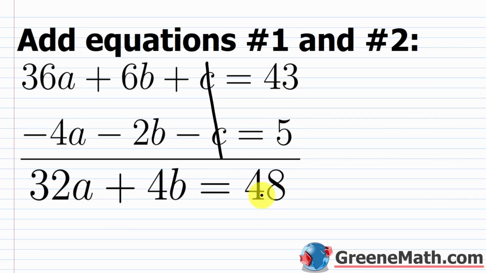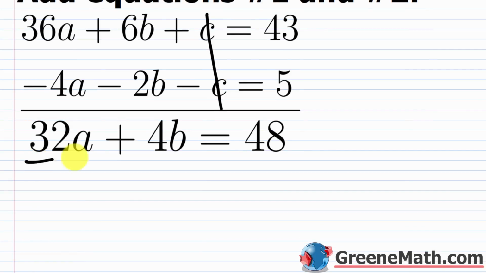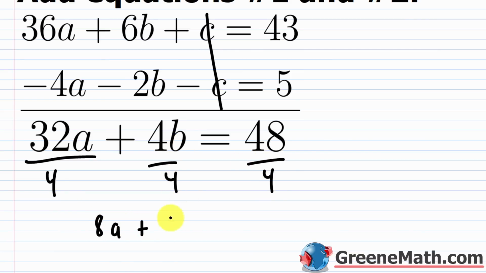Again, you could work with this like this if you want, but I prefer to work with smaller numbers. So I think you should just divide everything here by 4. Just to make it a little bit easier. Again, you don't have to. So 32 over 4 is 8. So let's say this is 8a plus 4 over 4 is 1. So this is b is equal to 48 over 4 is 12. So this would be your equation 4.